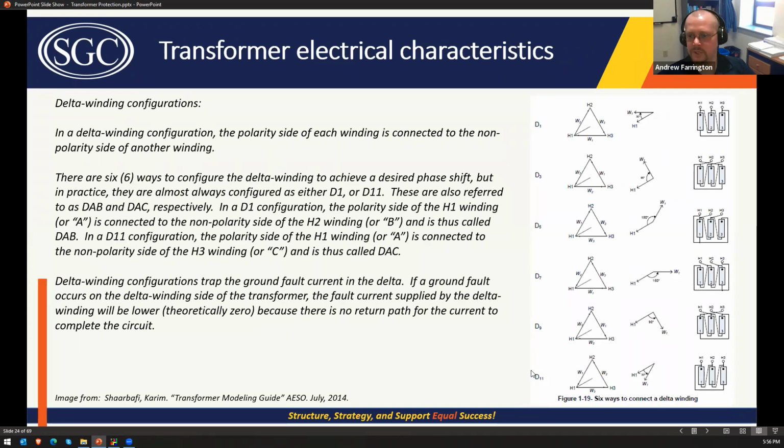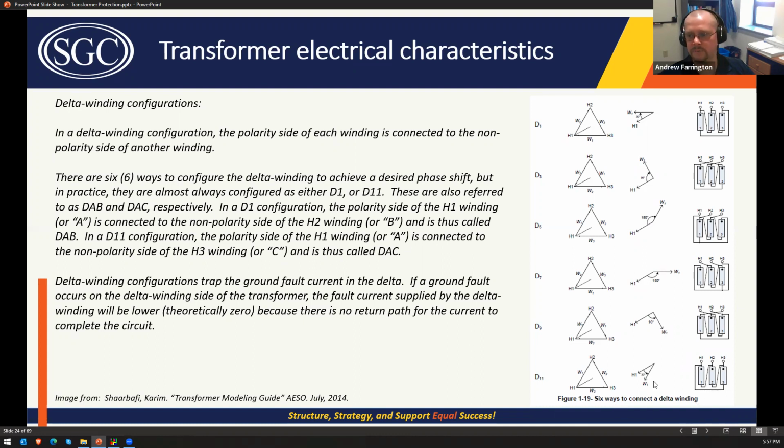Then you have delta windings. Again, you can get other phase shifts if you need them, but almost always they're D1 configuration where there's a 30-degree phase shift. This is important to note. Actually, I take it back. For delta, you can either get D1 or D11. There are 2 common. D1 is far more common, but D11 does exist and is something that you can potentially run into.